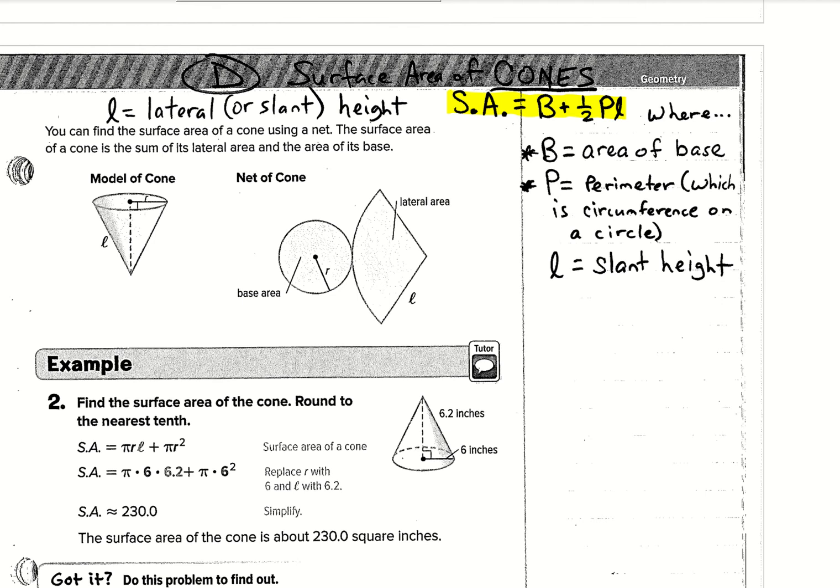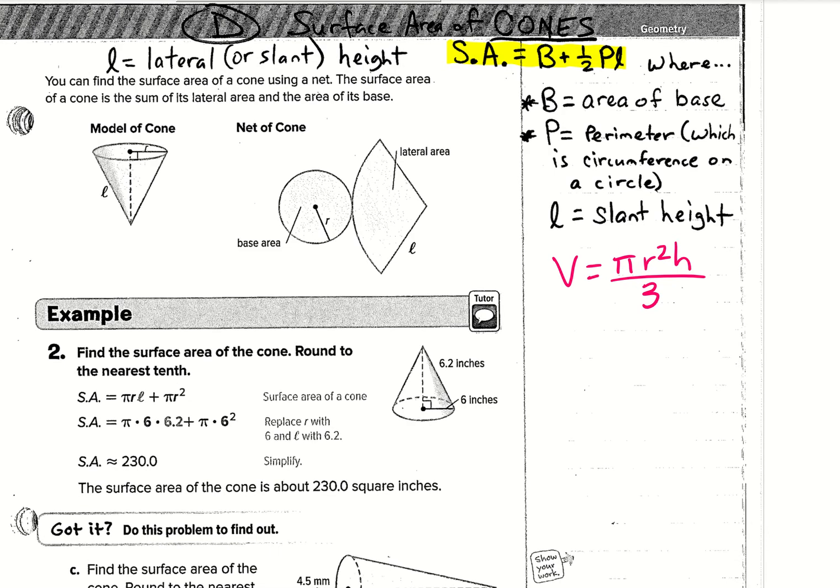And just as a reminder, for the volume of a cone, it's the same as a cylinder, so we have pi r squared times the height, but then you also divide it by 3. Just as a reminder, so that you do not forget, that is our formula, and it should be on your resource sheet as well.